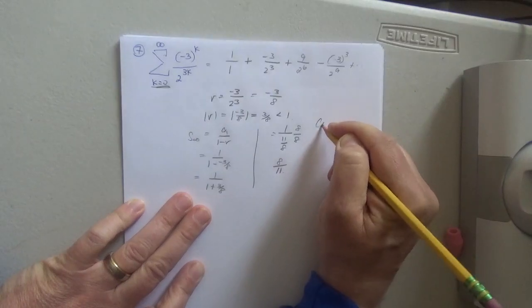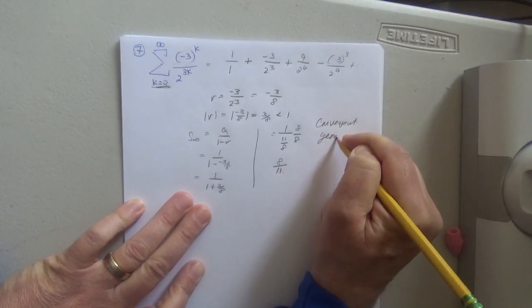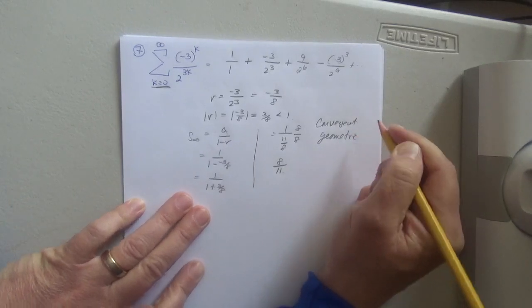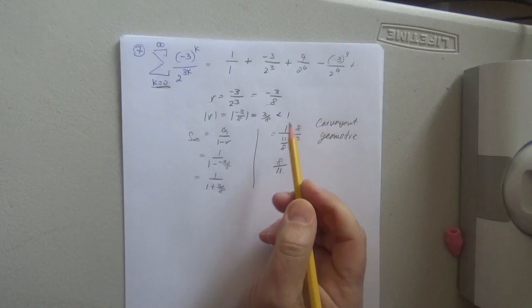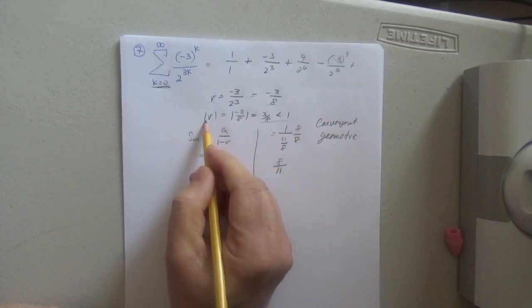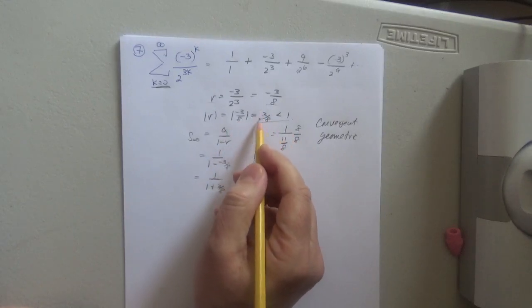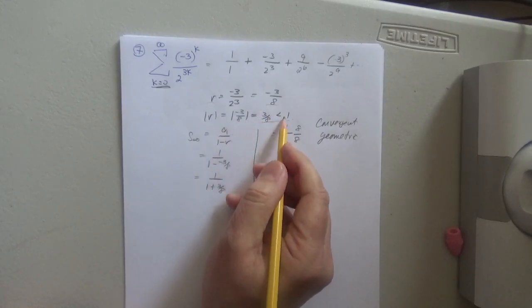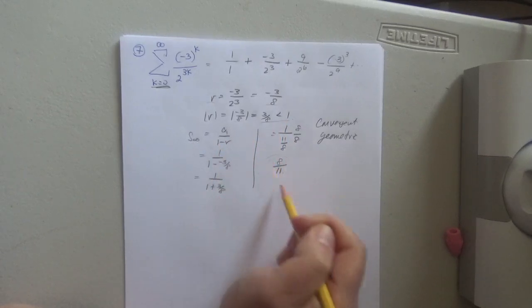So this is convergent geometric. So what am I looking for here? I'm looking for the common ratio is negative 3/8. You stated that the common ratio is less than 1, or the absolute value of R is less than 1. I didn't really need to write this intermediate step right here, but I felt like doing that. I could have just gone from here to here. You found the infinite geometric sum, which in this case is equal to 8/11.